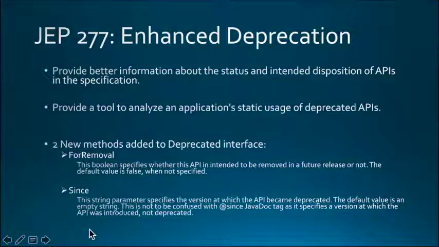The other one that's kind of interesting is since. This string parameter specifies the version at which the API became deprecated. So we now have forRemoval set to true, and since is now 1.9 for the applet class, but if it's left empty, the default value is just an empty string. So it's just, again, the typical @since in the Javadoc tag. Inside the Javadoc, you just use @since or @forRemoval.